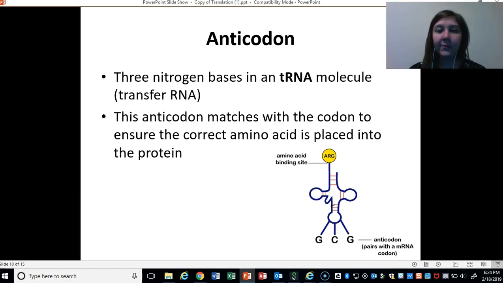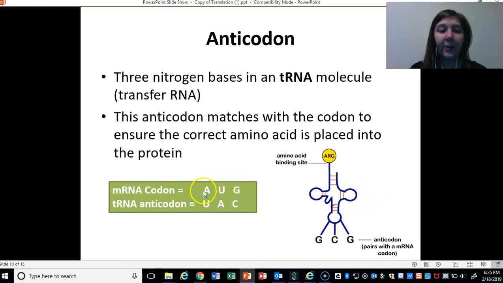a protein chain. Every 3 bases in a tRNA, there's a specific section on the bottom of that molecule, and you'll see it's kind of shaped like a T, and that is called an anticodon. So anticodon binds to the codon. This anticodon matches with the codon to ensure the correct amino acid is placed into the protein. So it will go onto the mRNA sequence, and if it base pairs with that codon, that amino acid is transferred to the chain. So that is how we determine the sequence of the proteins.